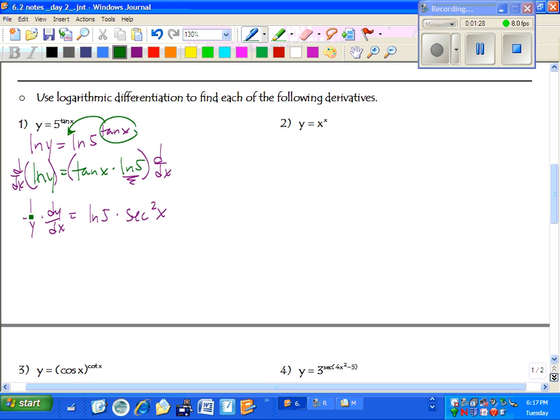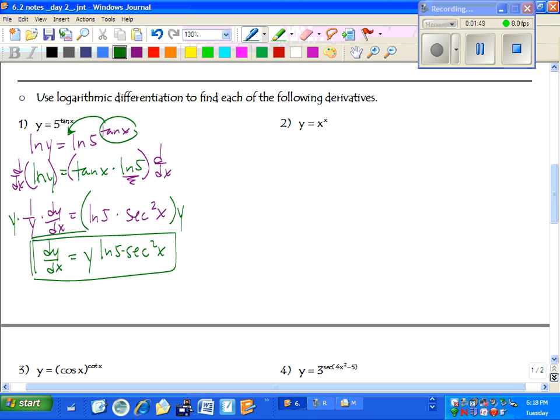But remember, we don't want the 1 over y here, we want dy dx by itself. So next step, multiply both sides by y. So we can write this: dy dx equals y times natural log of 5 times secant squared of x. That's acceptable. I'm not going to mark you wrong if you leave the y in there. But remember, if it's a multiple choice, you're probably not going to have that y there.